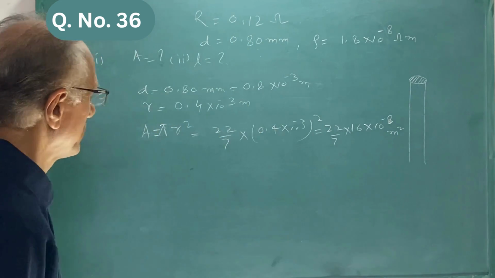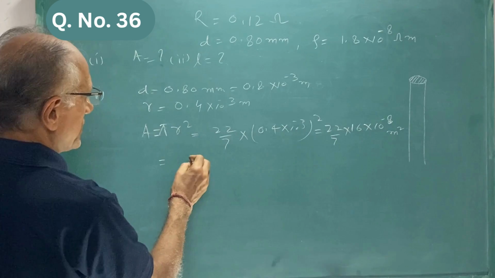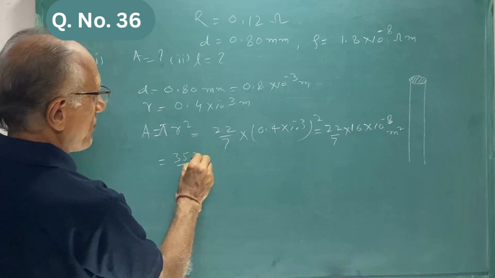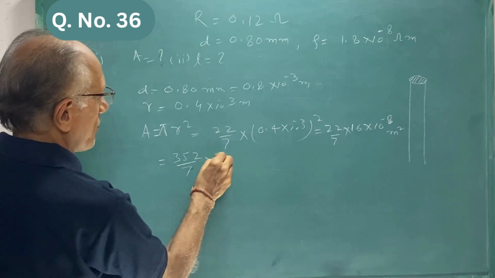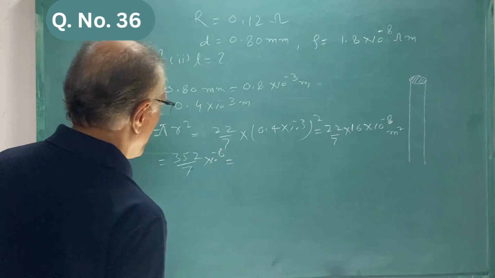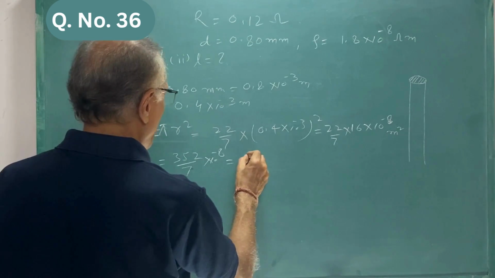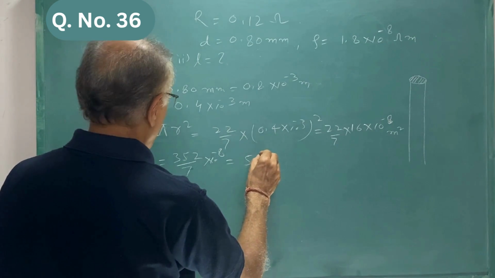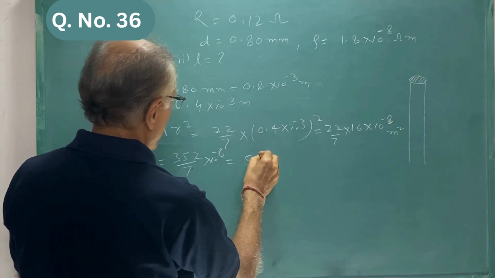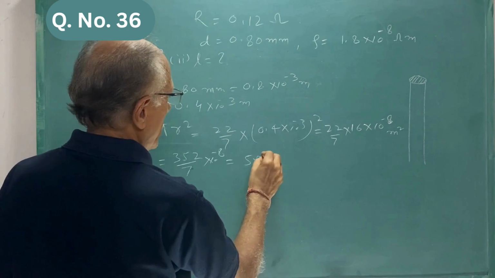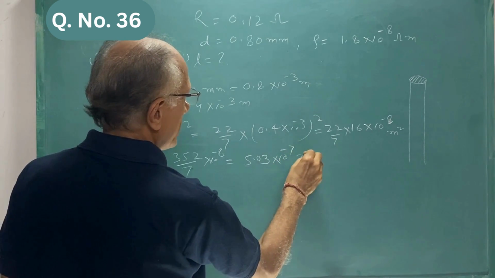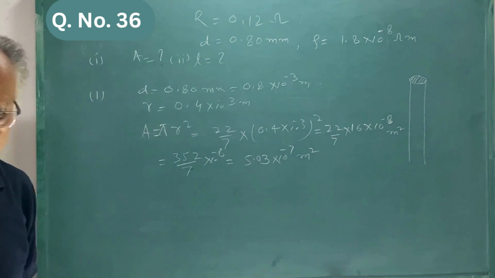So thus you can just have 16 times 22 is 352, 35 divided by 7 into 10 to the power minus 8, so that will be almost 5.03 into 10 to the power minus 7 meter square, which will be the cross-sectional area.